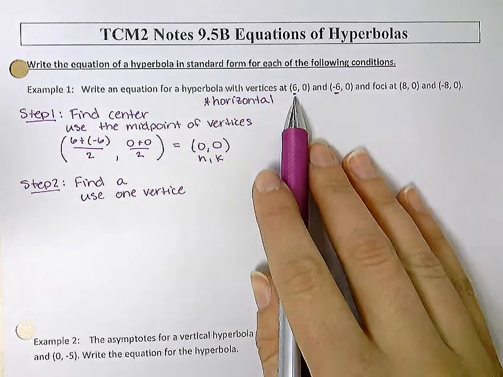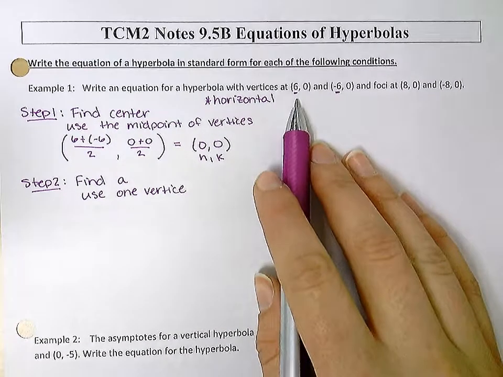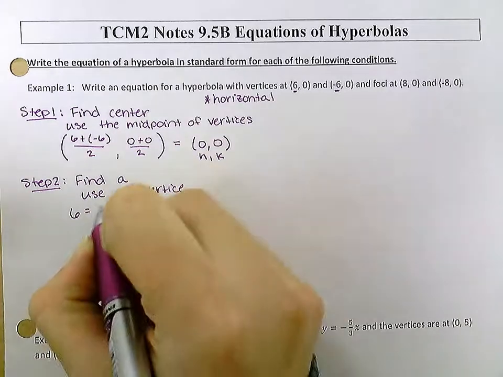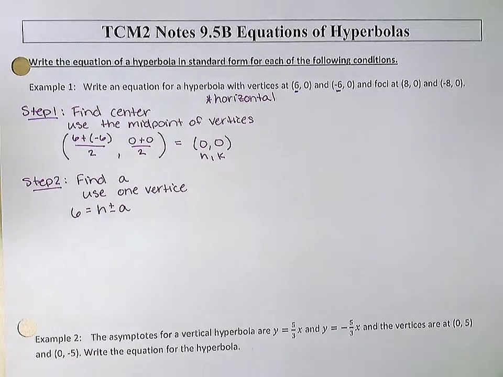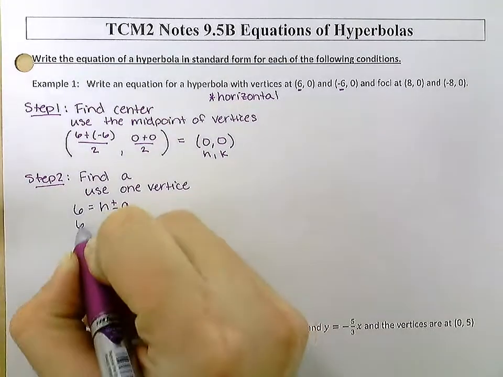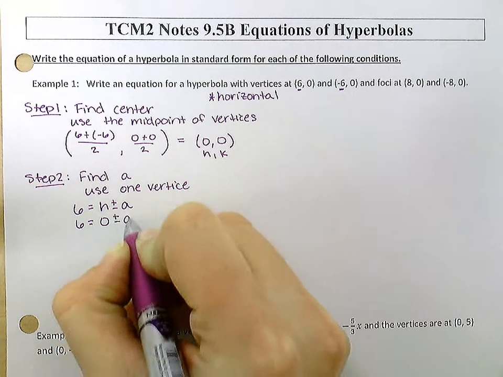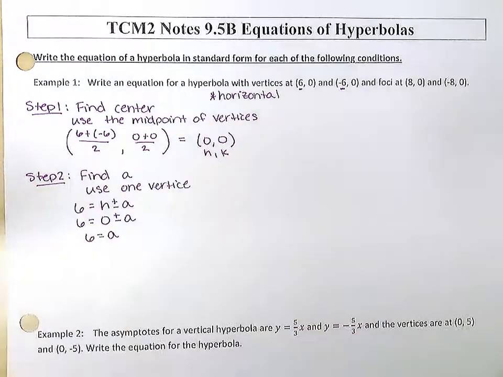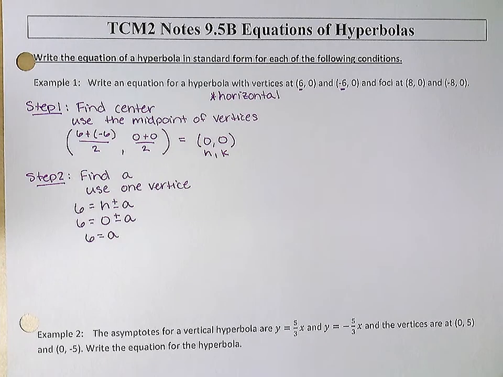Okay, so it doesn't matter which one you choose, negative 6 or positive 6. I'll just use positive 6. That has to equal your h plus or minus your a value. Now I already found what h is, so I can plug that value in for h. So we have 6 is equal to 0 plus or minus a. If I add 0 to a, I just get a. So I'll end up with 6 is equal to a, and just like before, your a and b values should be positive.